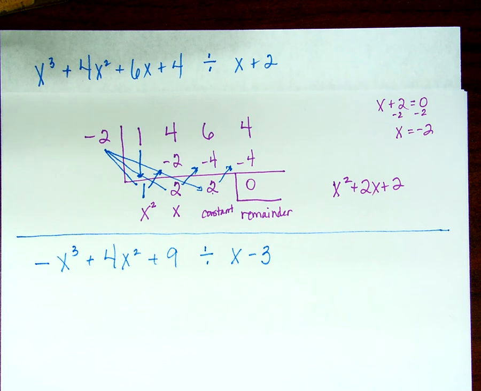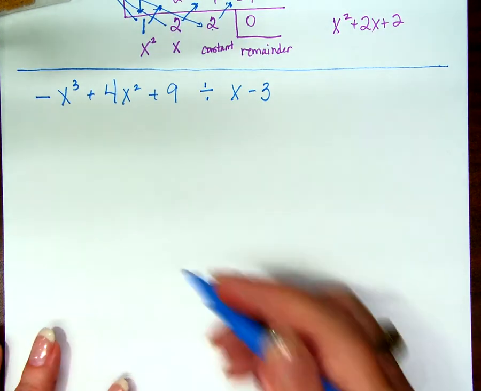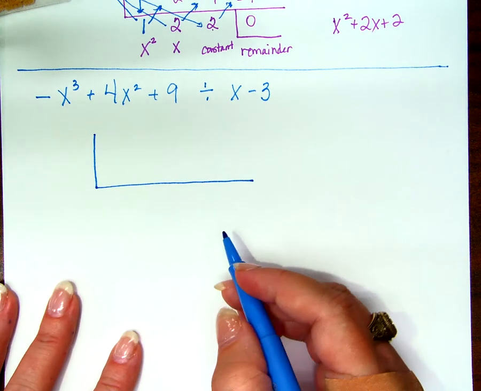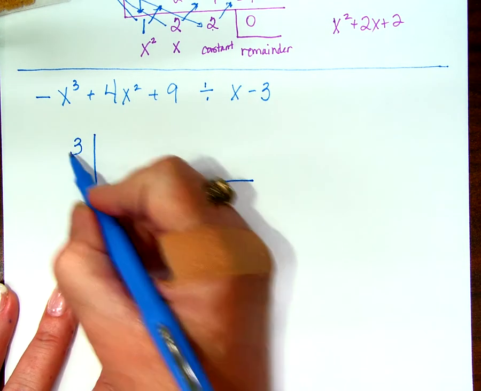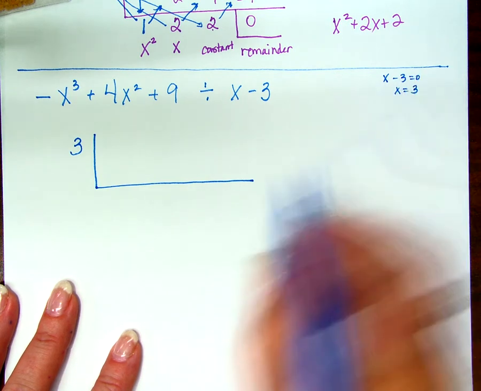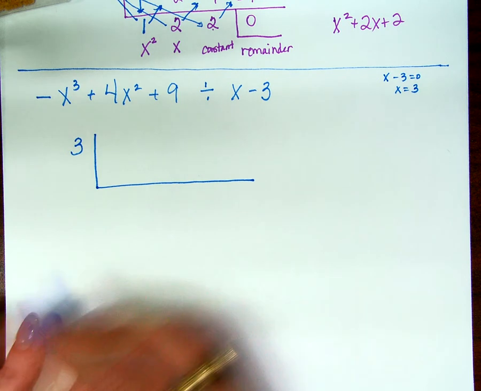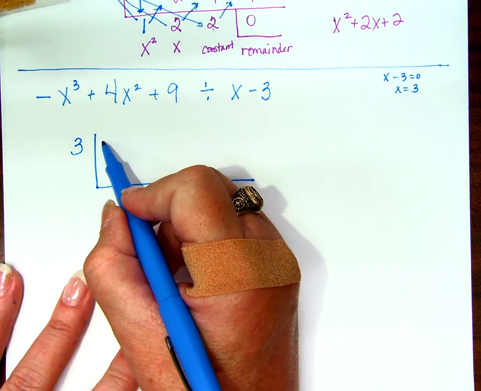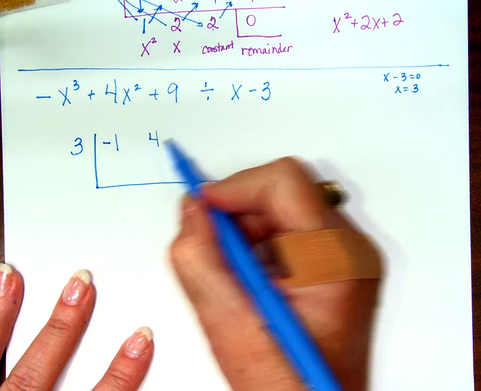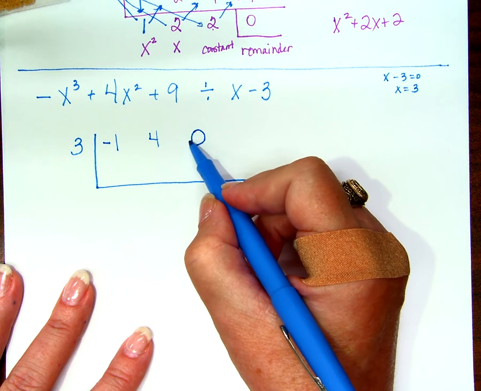Ready to go on? Next problem? Okay. Set it up for me. What goes on the outside? Positive 3? Now, did any of you come over here and write x minus 3 equals 0, or is that something you can do in your head? Good. Either way is good, right? Okay. What goes on the inside? Negative 1, 4, 0.